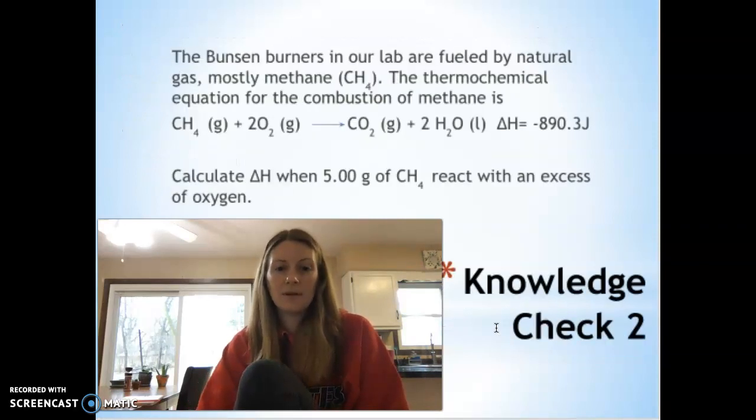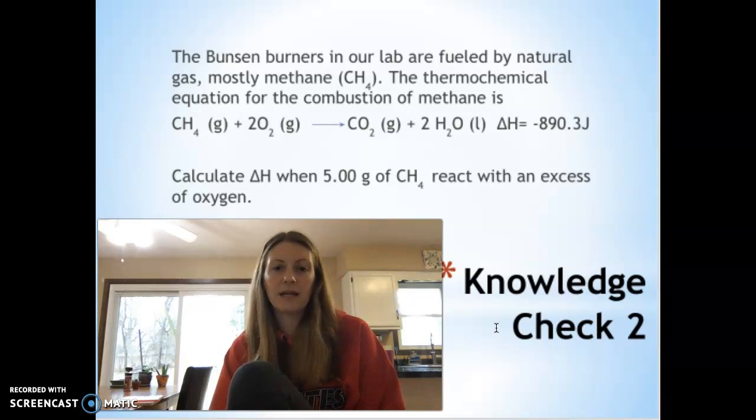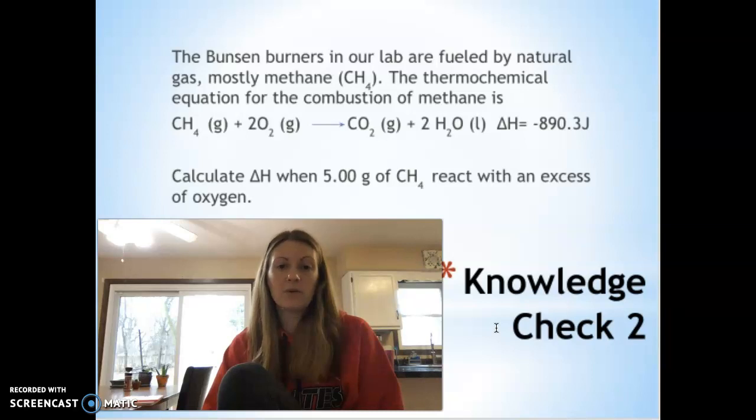So this is going to be our second stopping point here with this knowledge check number 2. The Bunsen burners in our lab are fueled by natural gas, which is mostly methane, so we're going to assume it's pure methane. The thermochemical equation for the combustion of methane is as follows. CH4 plus 2O2 will yield CO2 plus 2H2O. The delta H for this reaction is negative 890.3 joules. So calculate the delta H when you have 5 grams of CH4 or methane reacting with an excess of oxygen. So that should indicate to you that methane is going to be our limiting reactant because we have a whole bunch of oxygen, so that will not come into play.